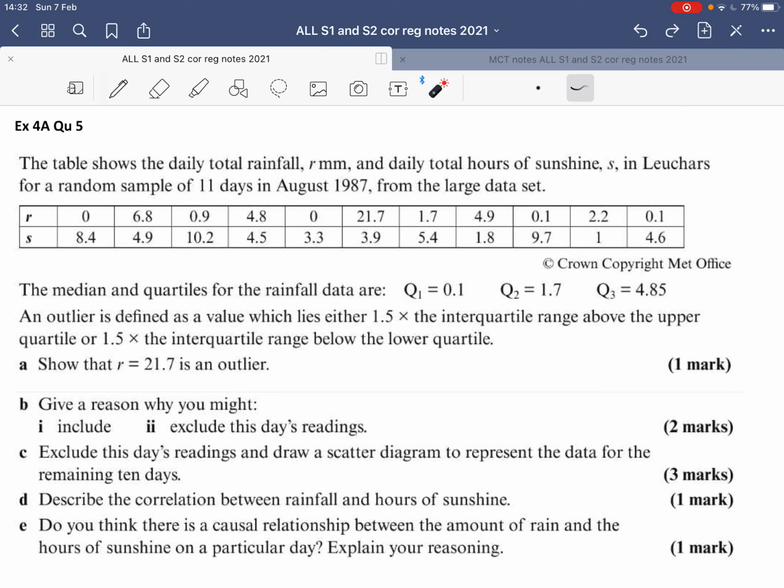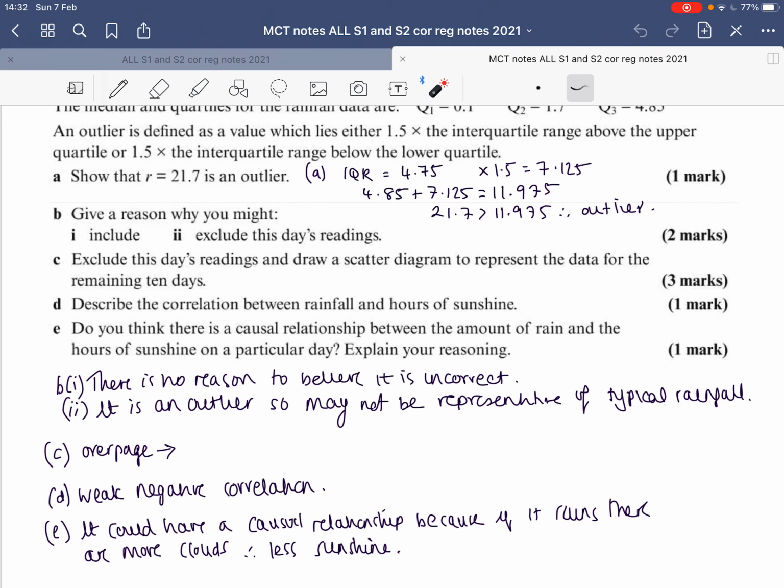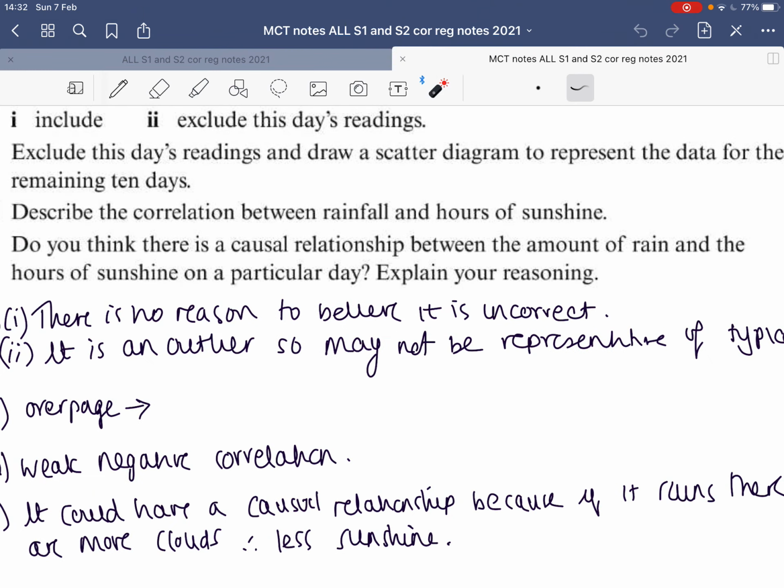It says, give a reason why you might include or exclude the day's readings. Well, you might include it because it's perfectly reasonable that there could have been that much rainfall, so there's no reason to believe that it's incorrect. But it is an outlier, so it might not be representative of typical rainfall. Those are the reasons I've put there. Then describe the correlation between rainfall and hours of sunshine.